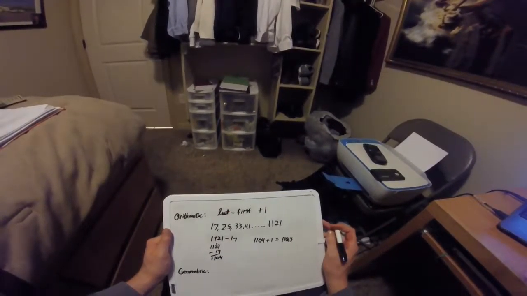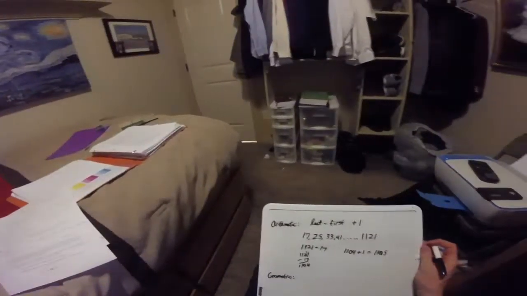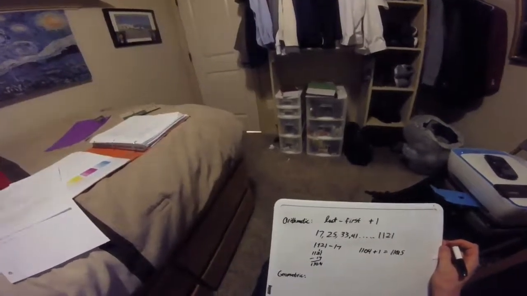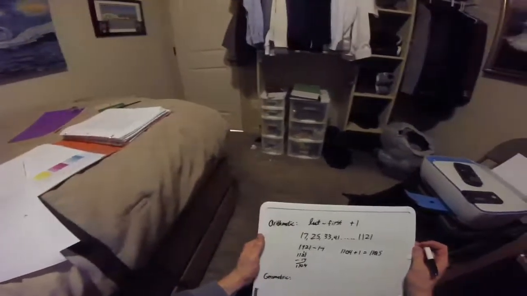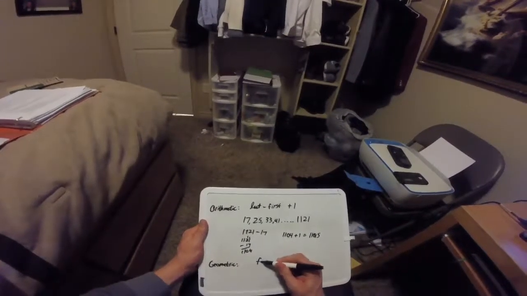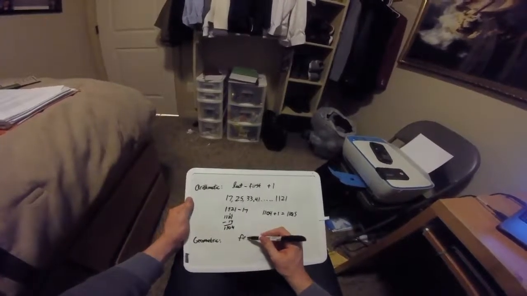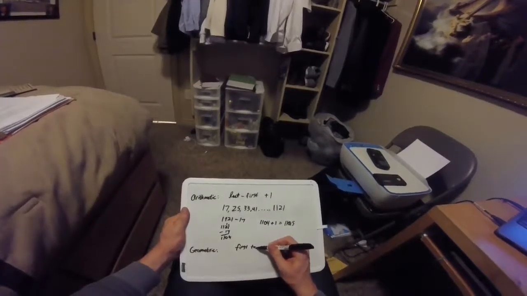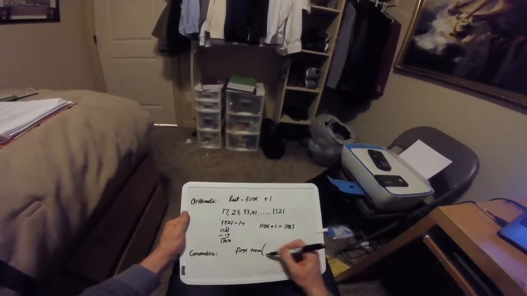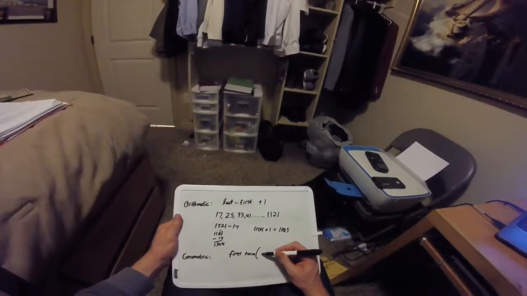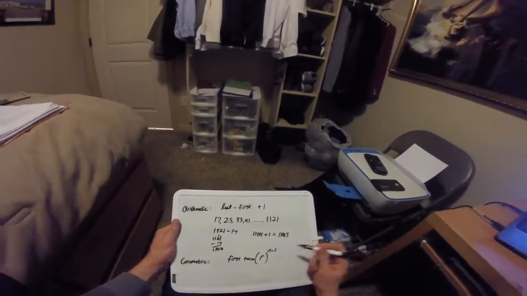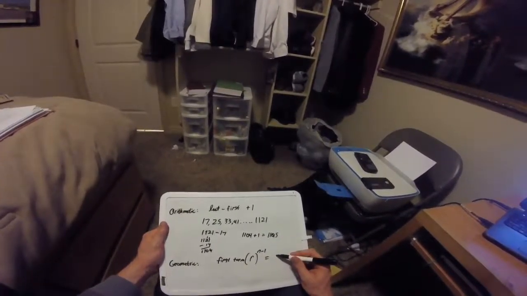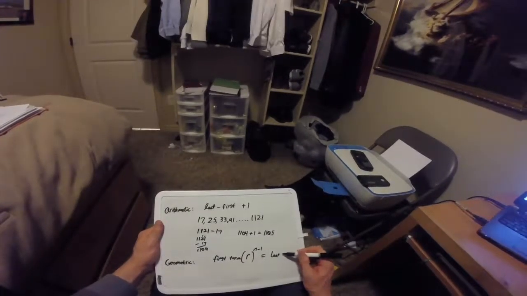All right. So for a geometric sequence, what we do is we take the first term, multiply it by the common ratio, indicate that as r, and raise that to n minus 1, equal to the last term.